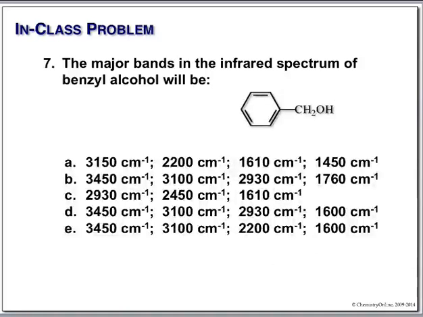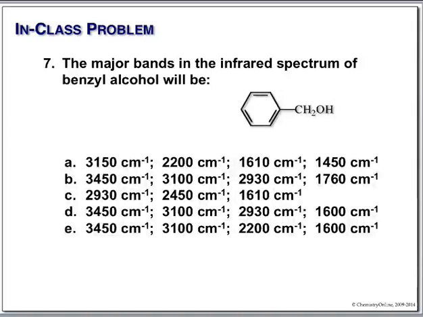Benzyl alcohol, what are we going to see in the IR? We would expect a nice big broad OH peak around 3,400-ish. We would expect sp2 hydrogens. We would expect sp3 hydrogens. No triple bonds, no carbonyls, and we'd also expect aromatic carbon-carbon double bond stretchings.